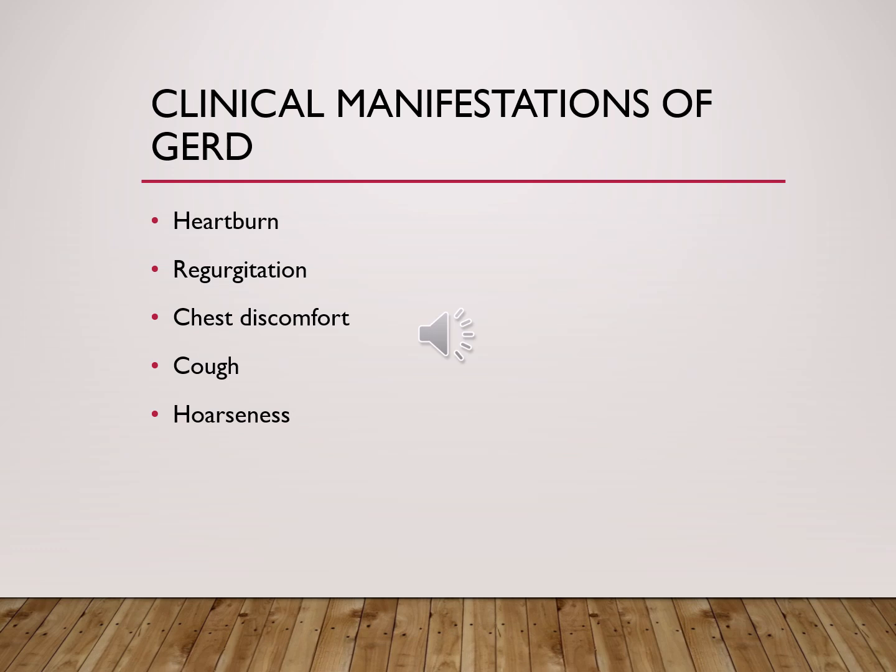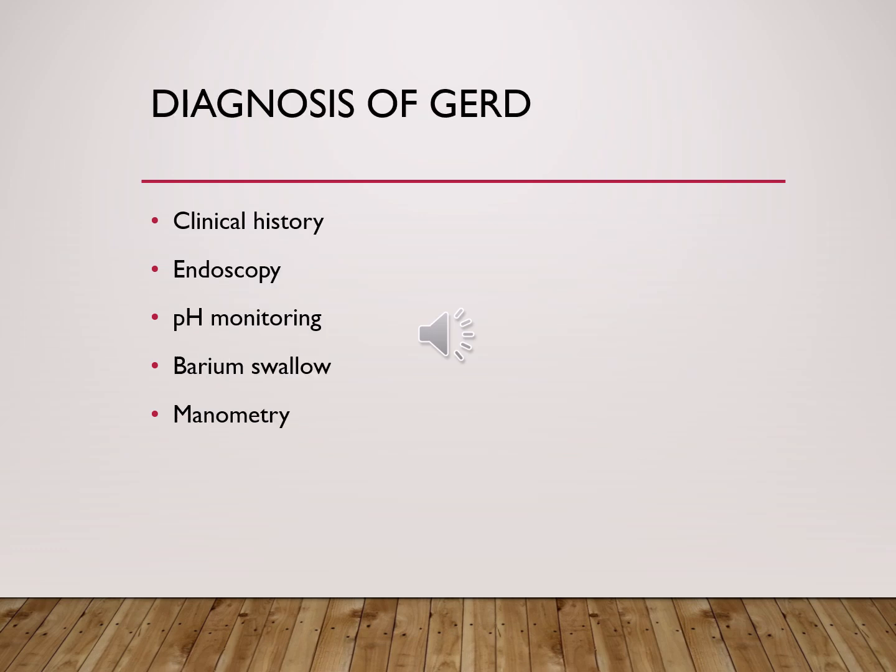So now the diagnosis of gastroesophageal reflux disease. We will go to the next slides now. Here is the diagnosis of gastroesophageal reflux disease: clinical history, endoscopy, pH monitoring, barium swallow, and manometry. So when we diagnose gastroesophageal reflux disease, we will go through all of these: clinical history, endoscopy, and so on.